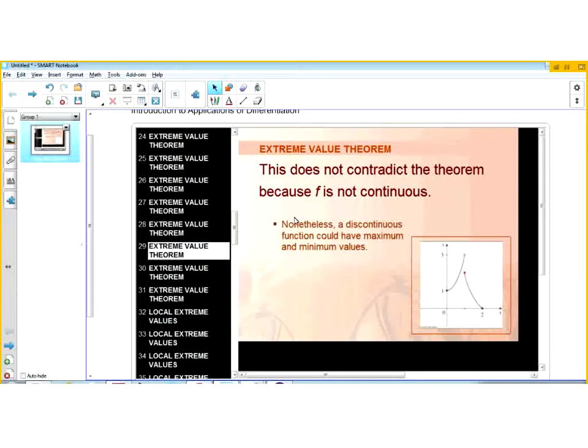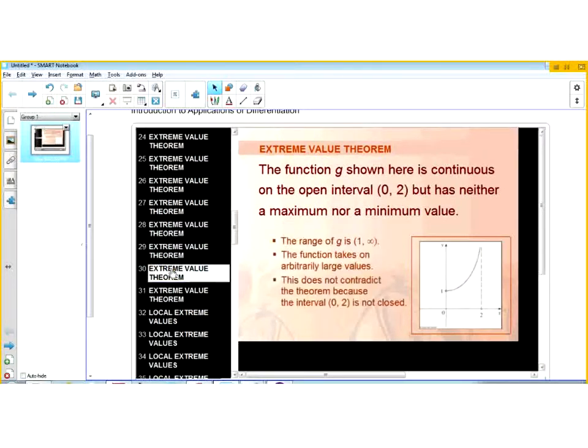Yeah, and then of course f is not continuous. But even though EVT stipulates that a function has to be continuous, the converse of the EVT is not necessarily true. A discontinuous function could have maximal and minimal values on a closed interval, okay? But you just can't use EVT for discontinuous functions, right?